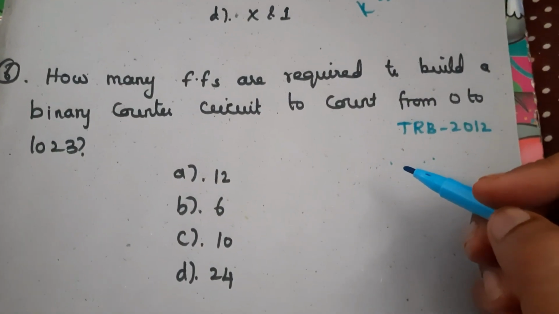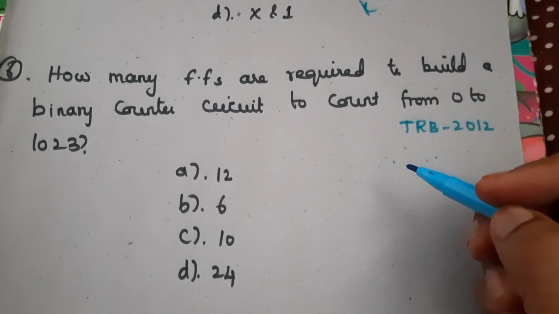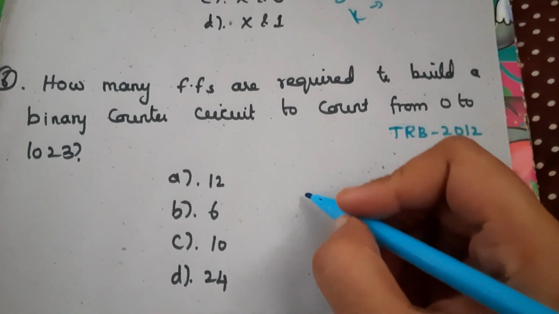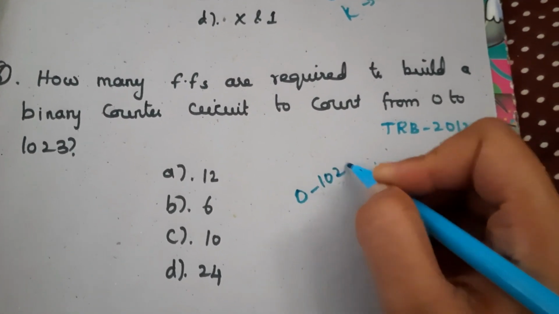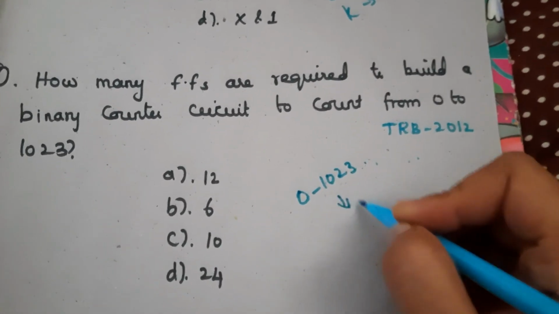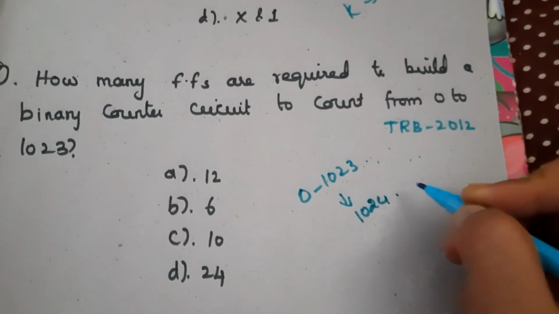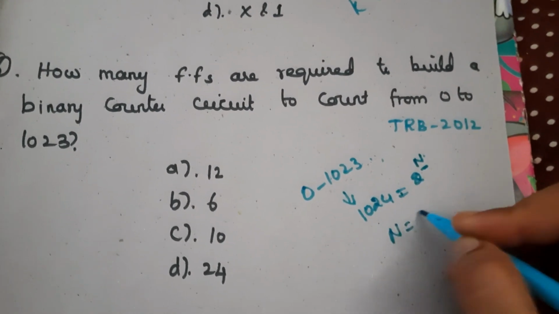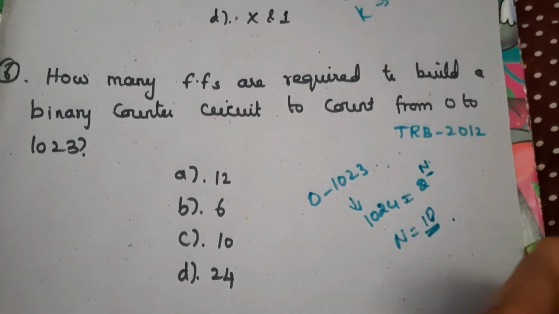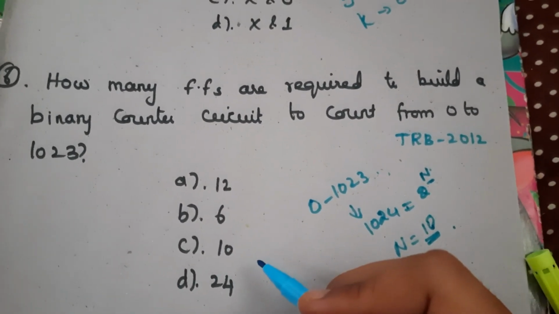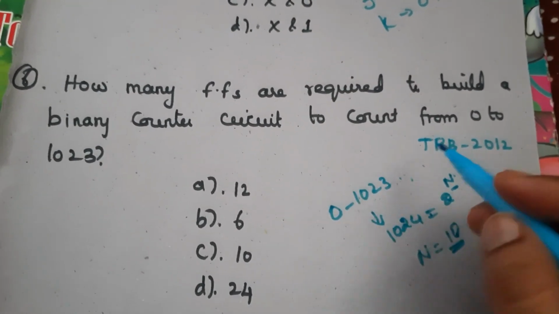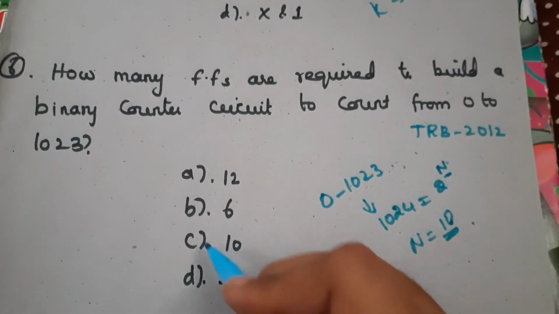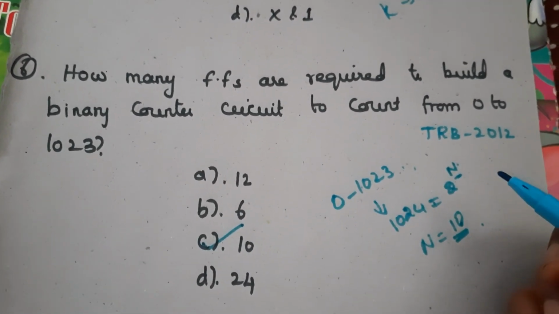Next question, how many flip-flops are required to build a binary counter circuit to count from 0 to 1023? So we have to count 0 to 1023. So total count is 1024. This can be represented as 2 power n. From that we can find n is equal to 10. So here 10 flip-flops are required to build a binary counter that is used to count 0 to 1023. So the answer is C.